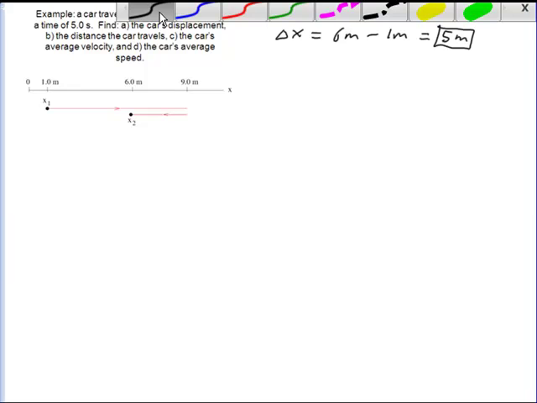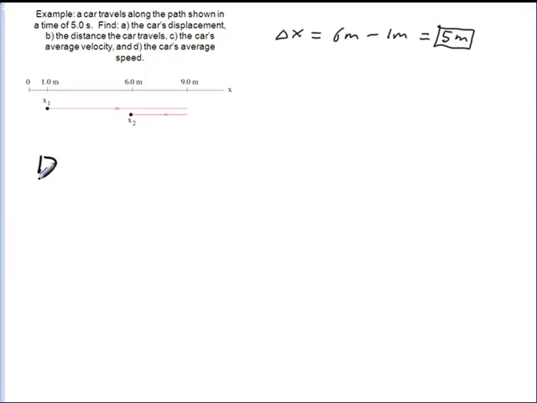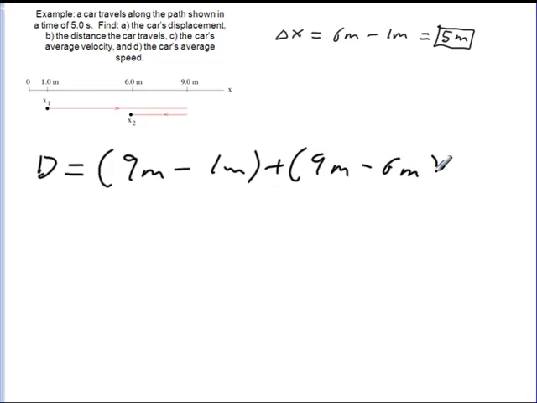Now we'd like to find the distance. Well, the distance comes from two different steps. First we go from 1 meter to 9 meters. So that gives me 9 meters minus 1 meter. That'll be one of my steps. But in the next step, I go from 9 meters back to 6 meters. So I'll take 9 meters minus 6 meters.